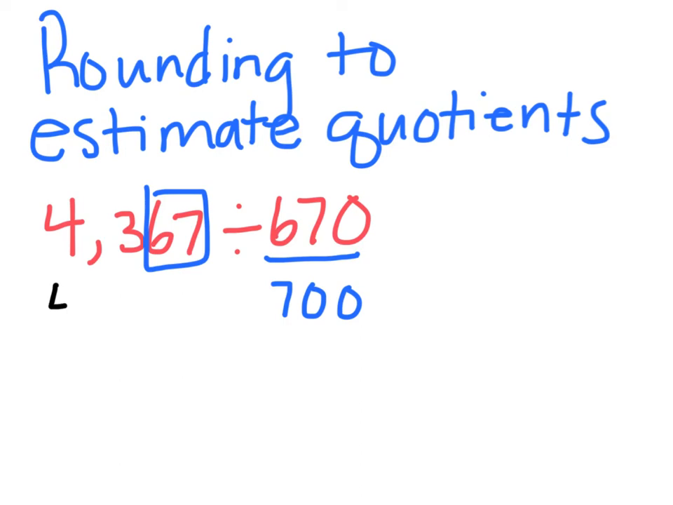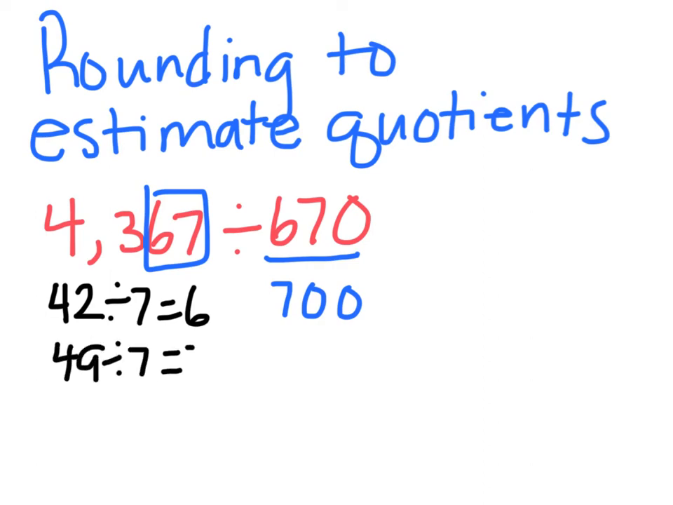Look for the number above and below that is divisible by 7. So we know that 42 is divisible by 7, giving us an answer of 6, correct? And that 49 is divisible by 7, giving us an answer of 7. So which number is closer to 43? Well, that's quite clear that 42 and 43 are closer together.